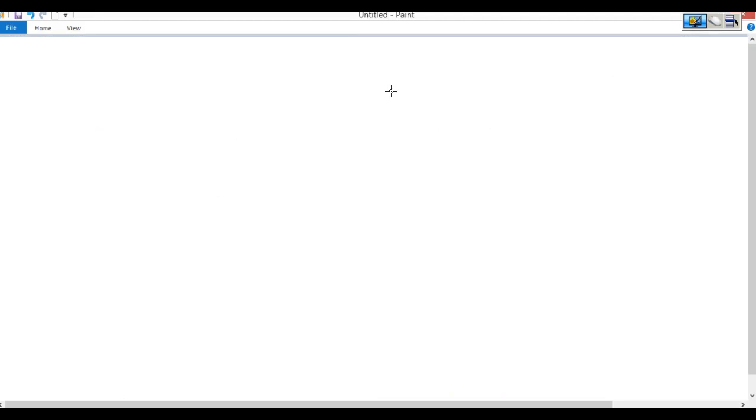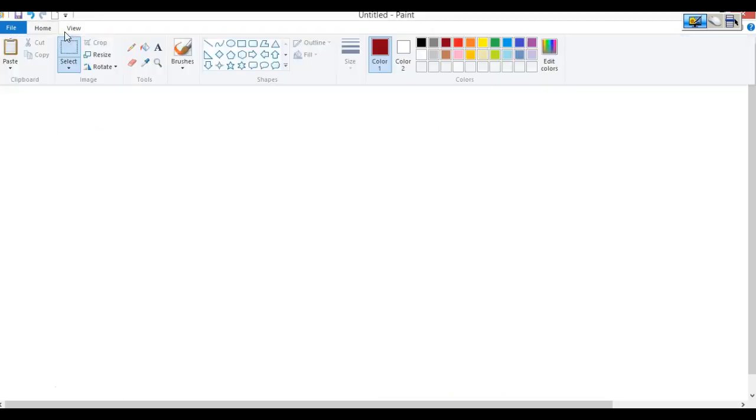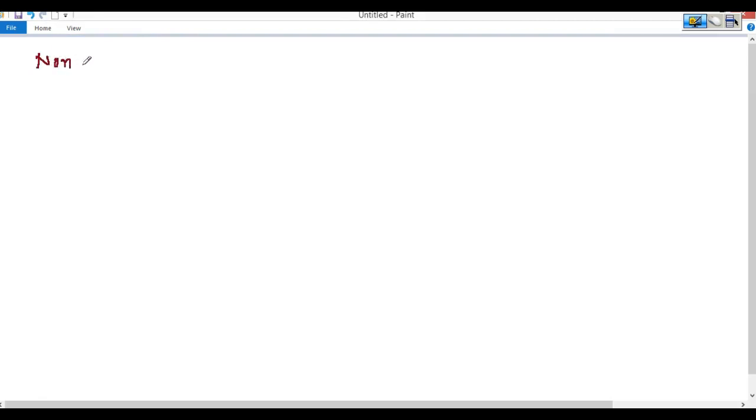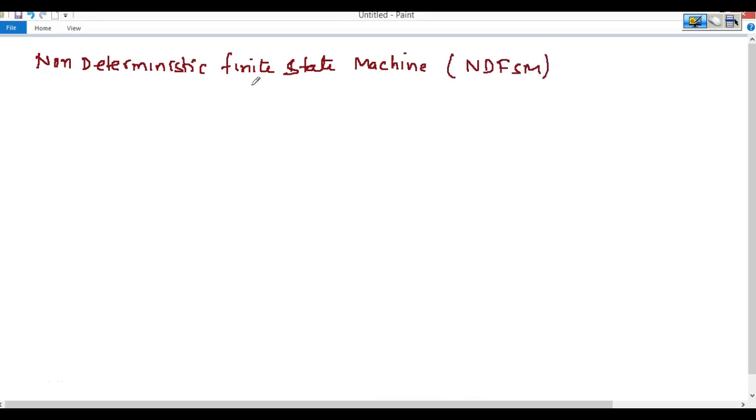Now another topic we have is the non-deterministic finite state machine, also called NDFSM. This machine, the NFA, is also a collection of 5 tuples. This machine also has the same Q, sigma, delta, Q naught and QF.